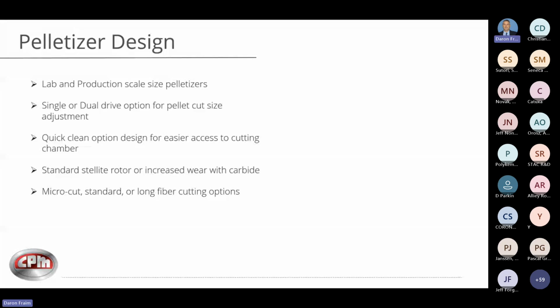The standard rotor usually is a stellite, but there are options on increased wear type options, like carbide coating, for when you are cutting these more abrasive type components, like glass filled. And then there's other options on even micro cutting, standard cut, or even long fiber type cutting options. So there's a lot. Your OEM can provide a lot of different options for you.